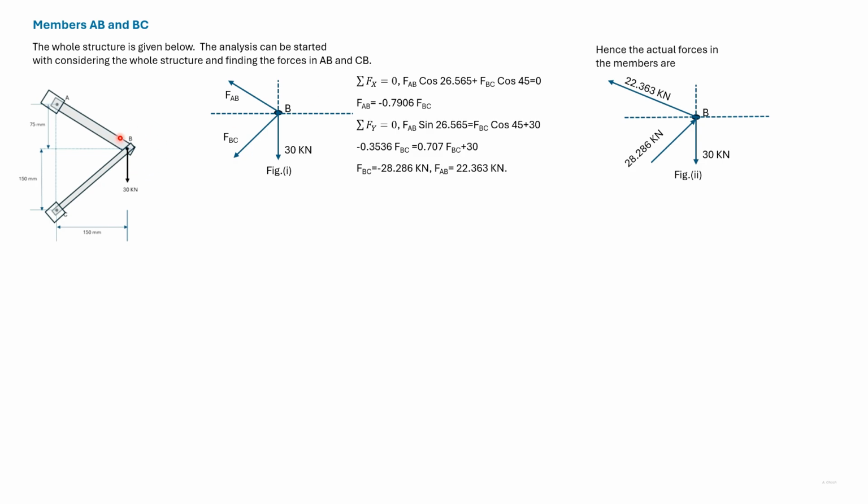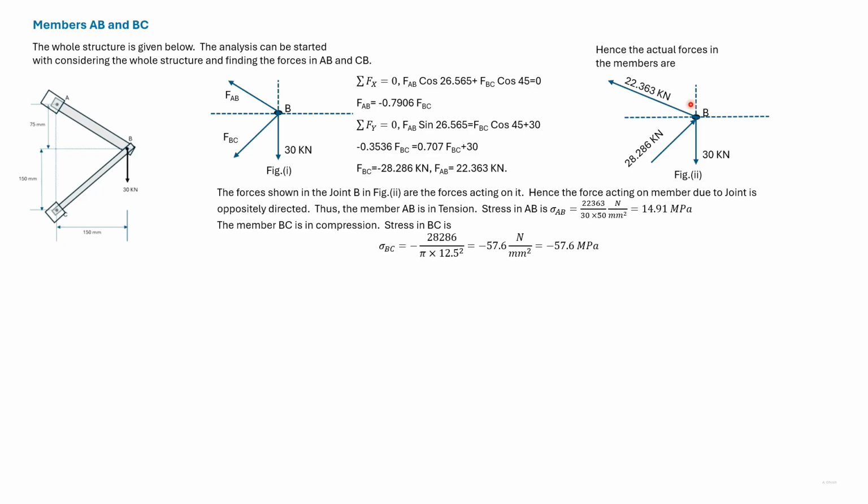Thus, we look at the free body diagram of the joint B. The joint B is subjected to forces along AB and BC. We need the angle, so we've made with the horizontal. So tan theta is 75 by 150 or 0.5, from which we get theta as 26.6, and this angle we get as 45.